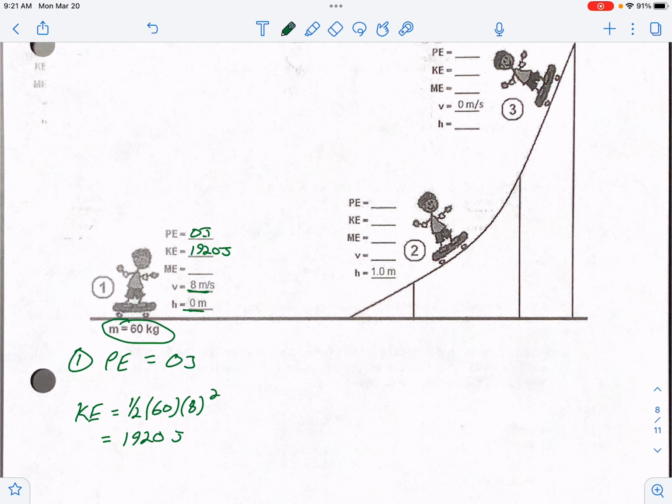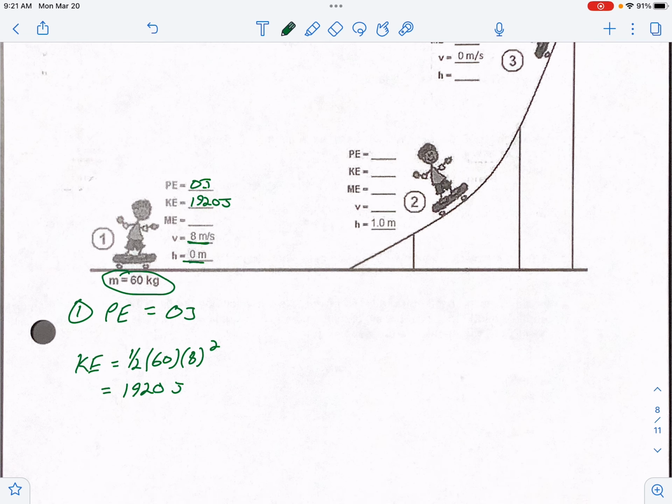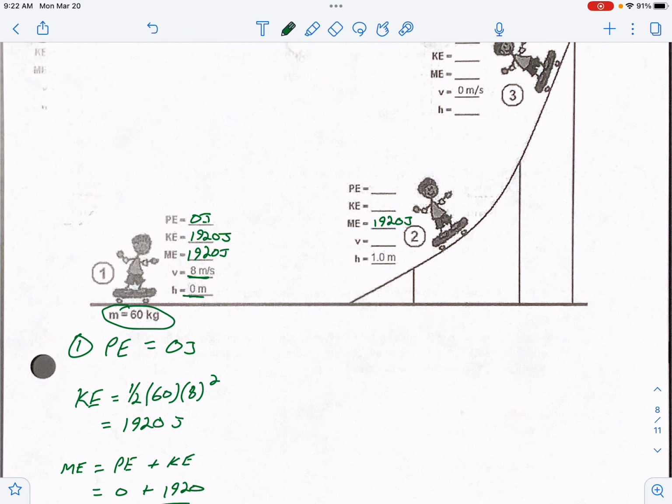Then I know my mechanical energy equals kinetic plus potential. So my potential is 0 plus my kinetic is 1920. That means my mechanical energy is going to be 1920 joules. So you just solved right there the total energy the entire time. 1920 joules can be put at every single spot for mechanical energy. So we can go ahead and fill those in.